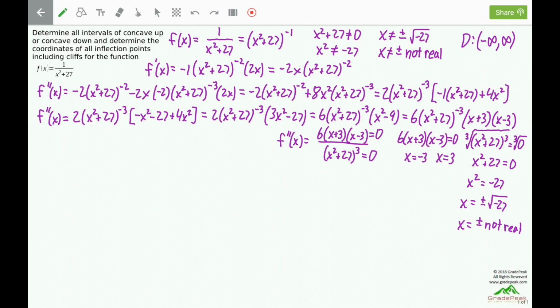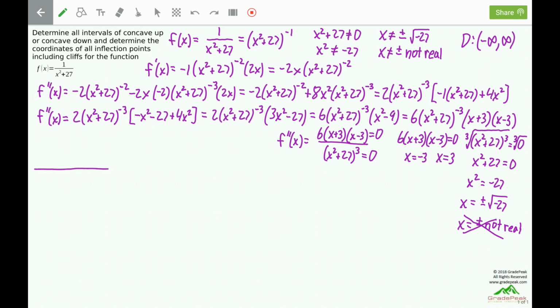We now check to see which of these are in the domain. Well, the non-real number will not be in the domain because the domain is made up of real numbers, so we don't include that. But x equals negative 3 and x equals positive 3 are both real numbers, so they will be in the domain. We can now draw a domain line, a line representing the domain.